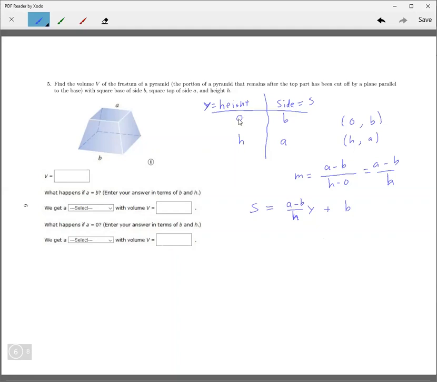When height is, or when Y is 0, this all goes away and you just get B. And when Y is H, you put an H there, then the H is reduced, so you have A minus B plus B, so the minus B and the plus B cancel, you just get A. Okay, so when we plug in 0 for Y, you get B. When you plug in H for Y, you get A. And this is linear, okay?